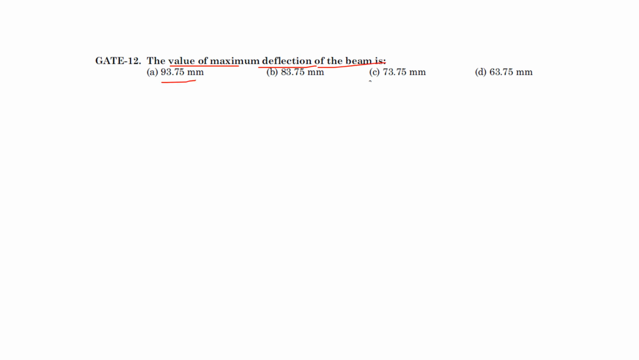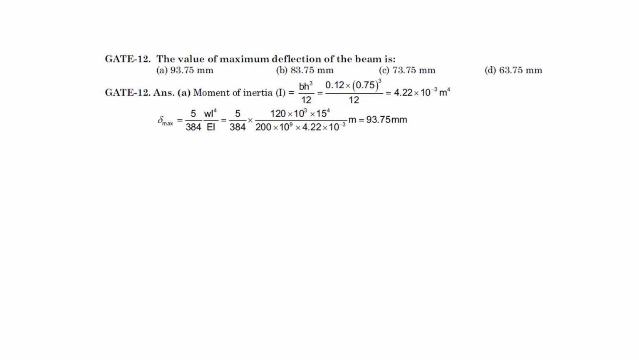Okay, so the second question: the value of maximum deflection of the beam. These are the options. Maximum deflection they're asking. The maximum deflection is again direct, it is a standard expression. If you don't know, please remember it from here: delta max is 5/384 wL⁴/EI. Once I teach the complete lecture series, I will derive these things there. As of now, you remember this. So delta max is equal to 5/384 wL⁴/EI. So everything is known.